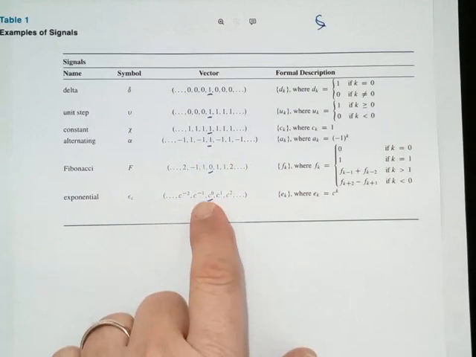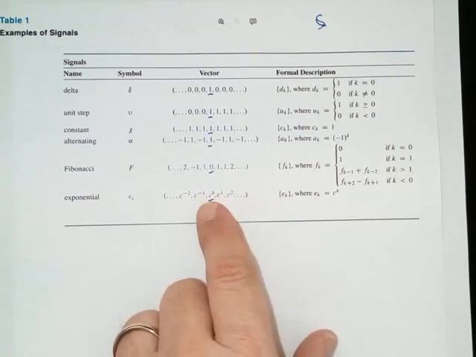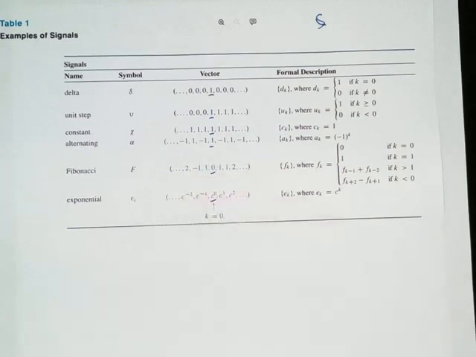Exponentials. I take whatever constant I want. I raise it to integer powers as I go to the right, negative integer powers as I go to the left. This is a discrete version of the graph of e to the x, or c to the x. And then I can include things like periodic signals.